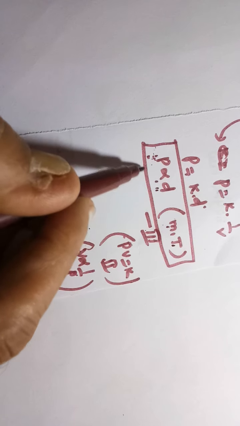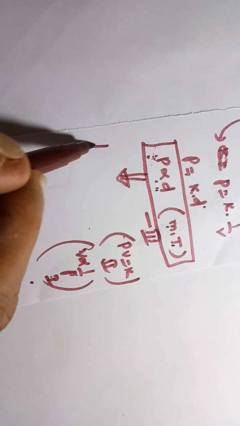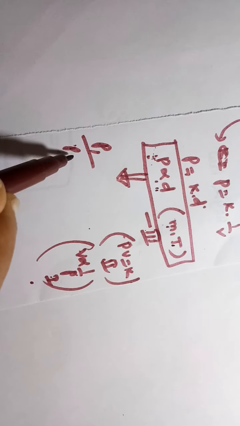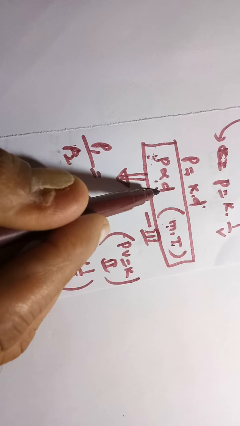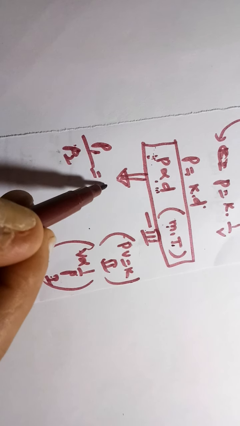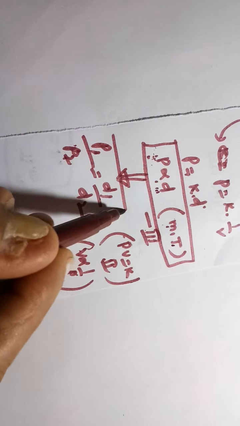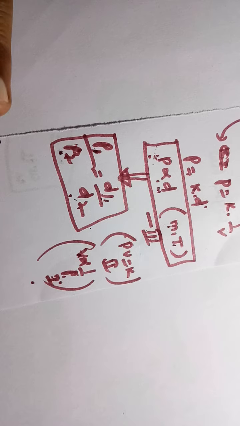Now if I want to write the principle, what can we write? P1 by P2 is equal to D1 by D2. It is a proportional relation, so where there is a 1 we get 1 again, and where there is 2 we get 2 again. If an inverse relation is there, where there is 1 we get 2, and where there is 2 we get 1. In a proportional relation, 1 stays 1 and 2 stays 2. So this is the third form of Boyle's law and its principle.